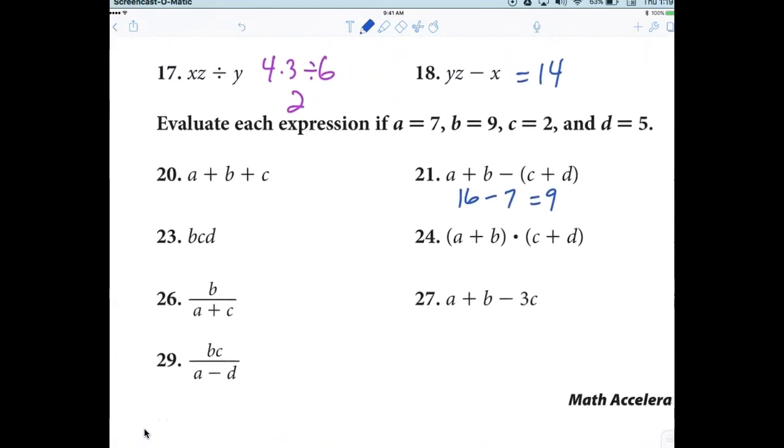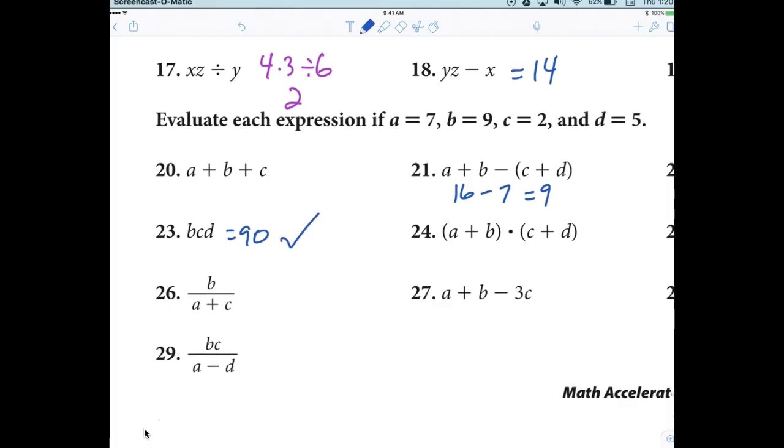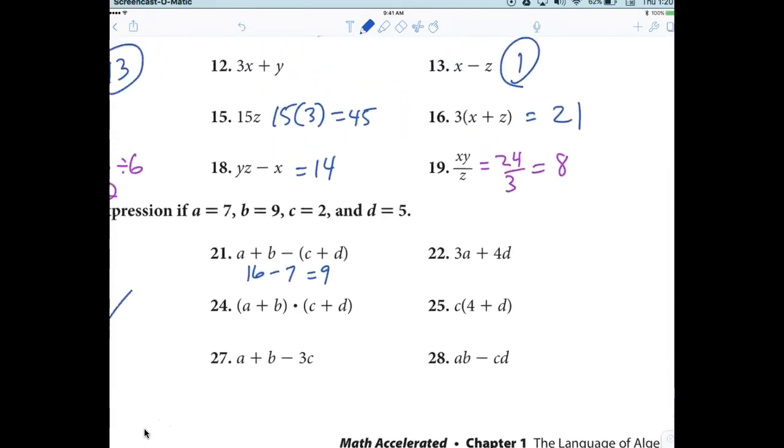All right, 23. What does that mean? Tell me your name. That's right, Cole. Sorry. Read me or tell me how to do 23. Well, B is 9. Okay, so 9 times 2 times 5. Right. And that equals 90. You're awesome. That's 90. Very good. Anybody have any concerns with that? I agree. Nothing. All right, let's take a look at 25.